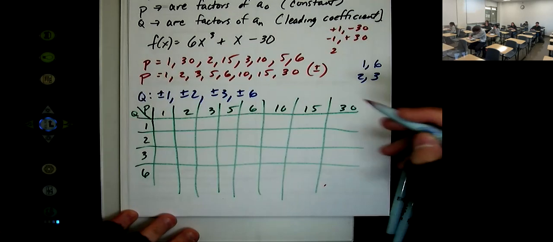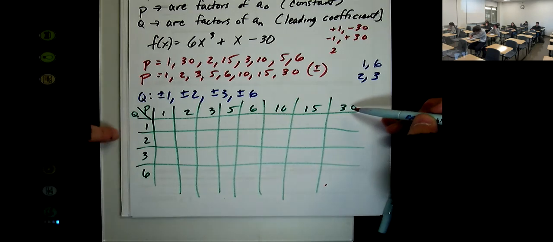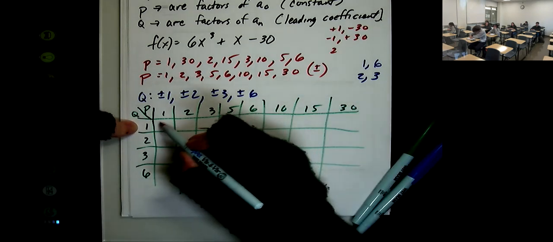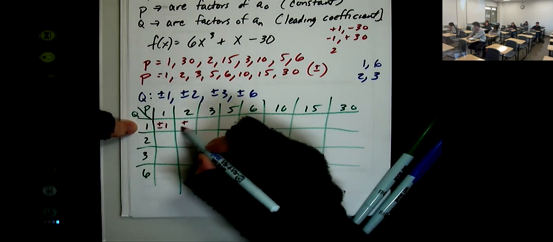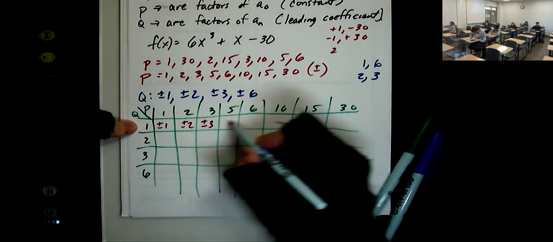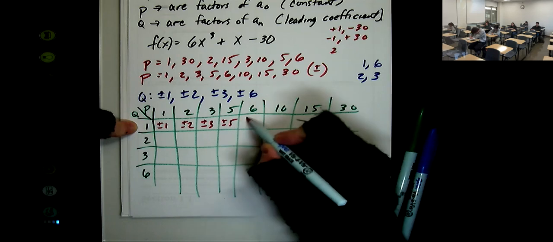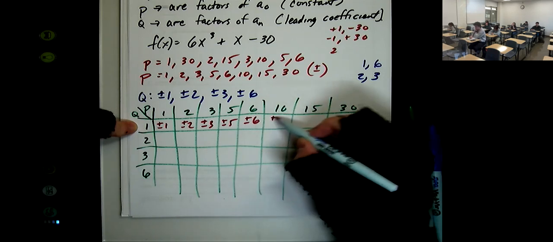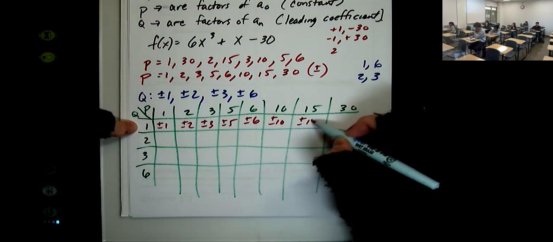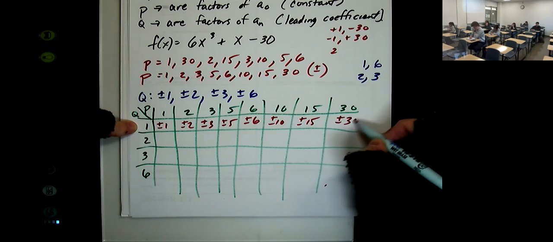And we're doing the row divided by the column. So dividing by 1 is easy. I'm going to get plus or minus 1, plus or minus 2, plus or minus 3, plus or minus 5, plus or minus 6, plus or minus 10, plus or minus 15, plus or minus 30.